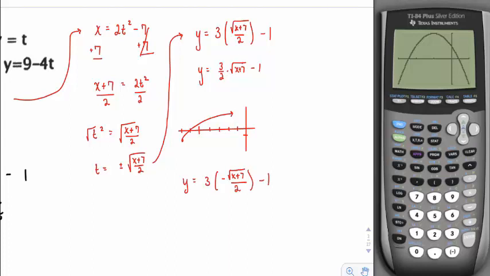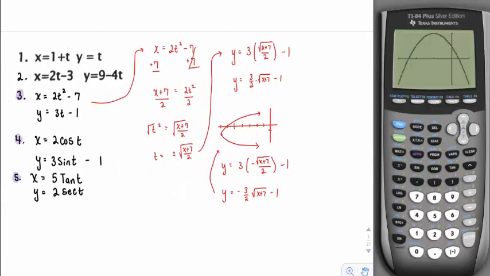Now instead of doing these steps again, this is just going to be a negative 3 halves square root x plus 7 minus 1. And if I graph that, it's going to create this curve. You put them together, you get a sideways parabola. So again, we'll work on graphing these with our next lesson, so you can see the graph by eliminating the parameter, and that's what this one would look like if I did graph it just by plotting those points. So we can do that either way.